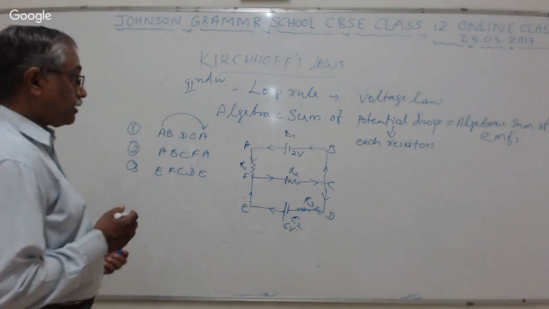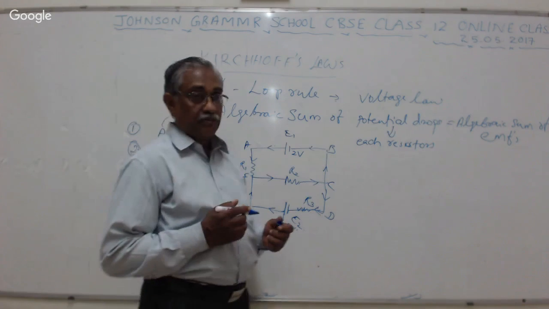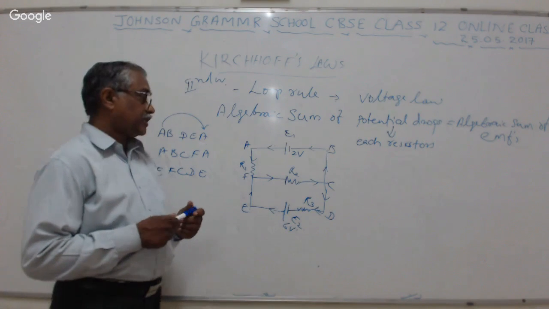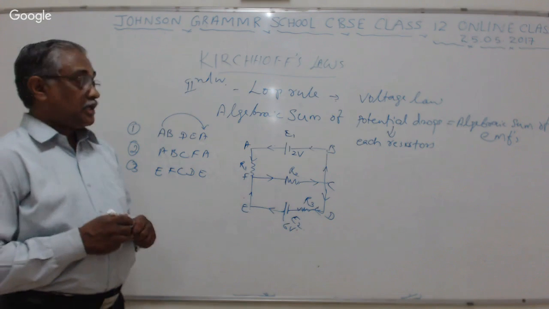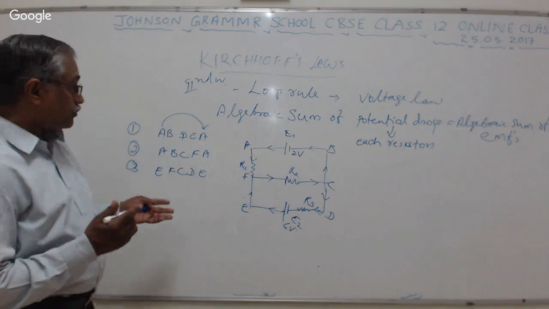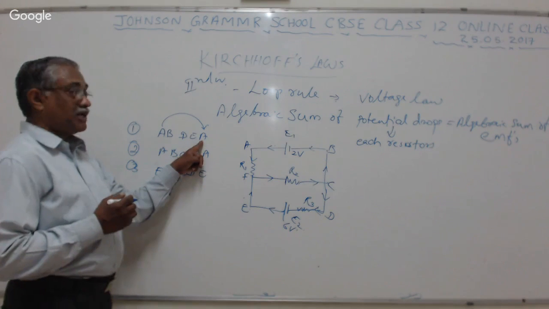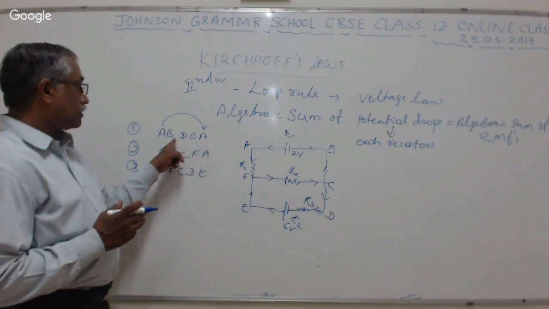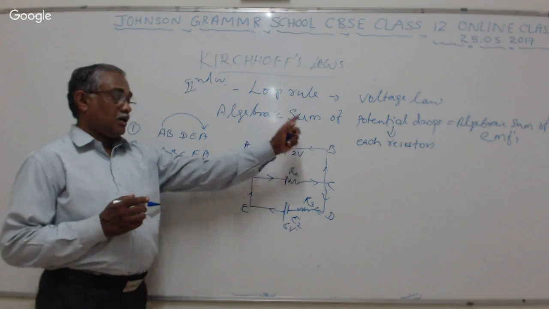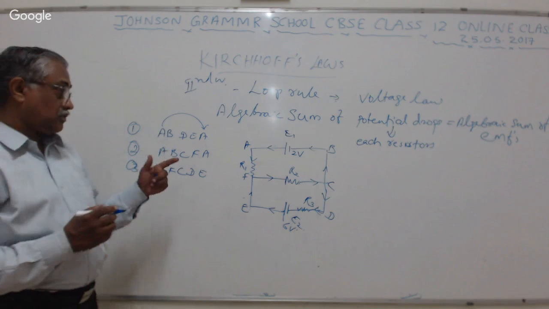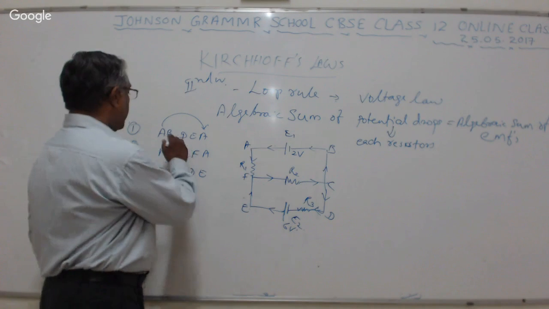Now, how do we take algebraic sums? There will be some positive values and some negative values. For that, we need to provide a sign convention. Now, the direction we have taken is our own choice. In some cases it will be clockwise, in some cases anti-clockwise. Suppose you have taken A, B, D, E, A.